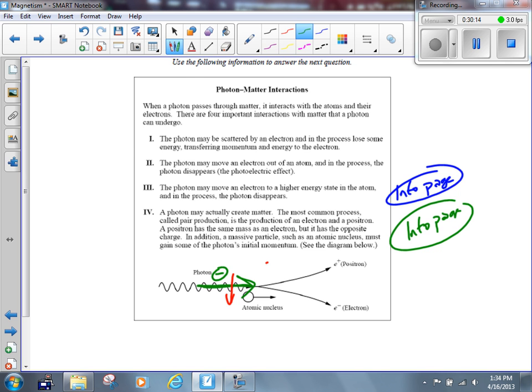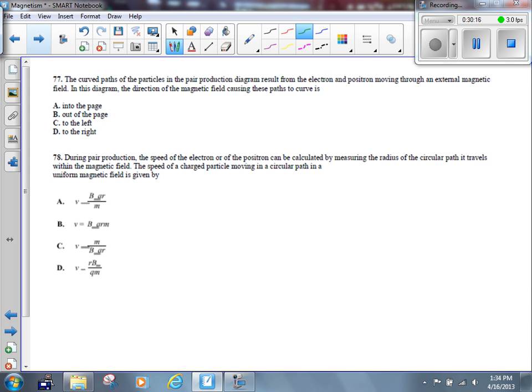The answer for question number 77 is going to be A, into the page. Now, it goes on to say during pair production, the speed of the electron or the positron can be calculated. What's the equation that we use to describe the speed? Well, Fc is equal to Fm. We say mv squared over r is equal to qvb.